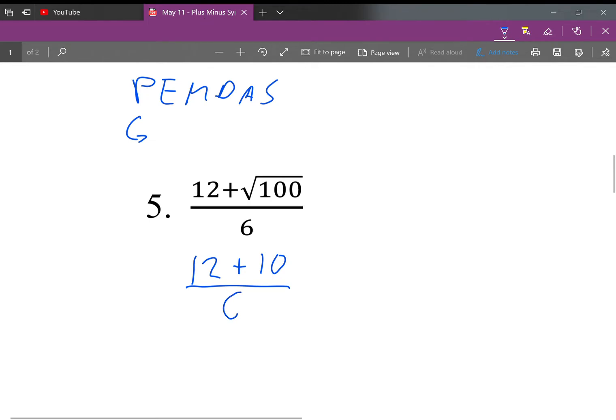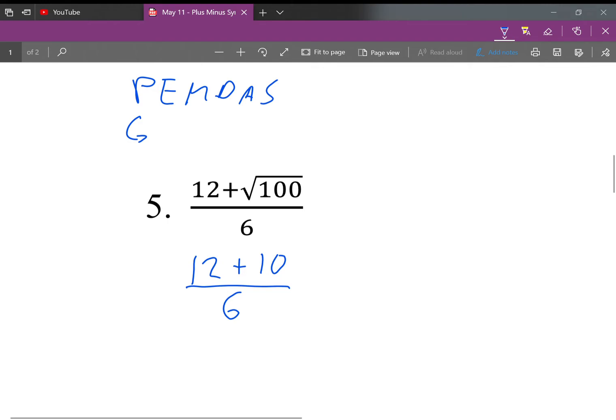And then we still have 6 on the bottom. So that was our first step, to take care of the radical, which is the other word for the square root sign. Now, the next thing I need to do is start again and just look: what do I have now? I have 12 plus 10 on the top and 6 on the bottom. Do I have any parentheses or grouping symbols? Yes, you do actually. The division bar counts as a grouping symbol. It groups the top and the bottom separate from each other.